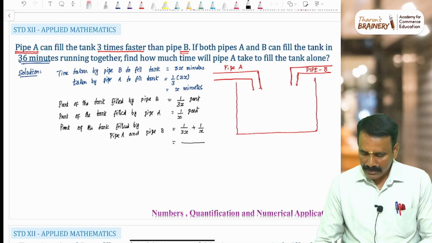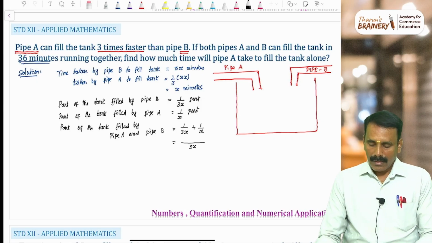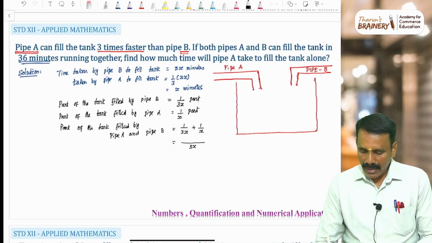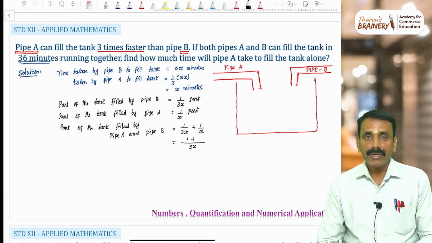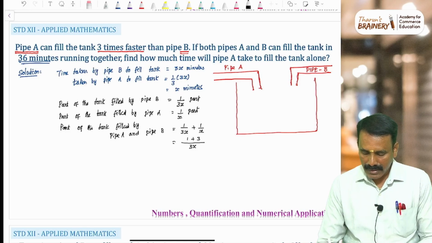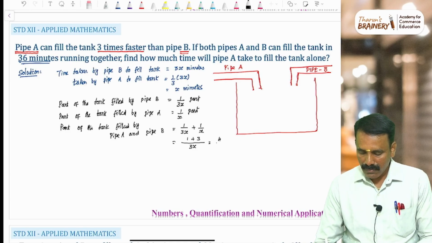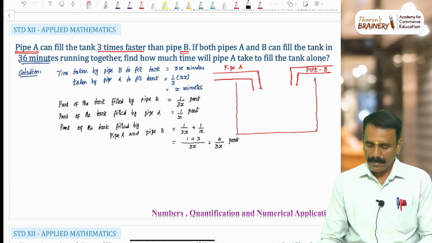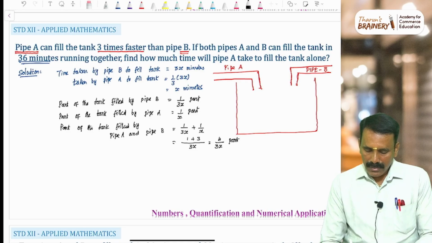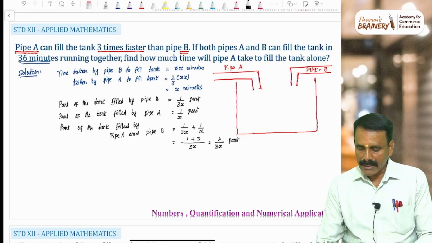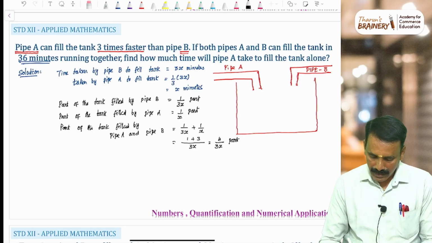We take the LCM for 3x and x. For 3x and x, the LCM will be 3x. So in the numerator, here we have 3x in the denominator, here also 3x. So 3x goes in 3x one time, so it is 1. And for this part, here we have x, here it is 3x. So we multiply by 3 in the numerator and denominator. So we get 3. So this is 4 by 3x part. So in 1 minute, 4 by 3x part of the tank will be filled.